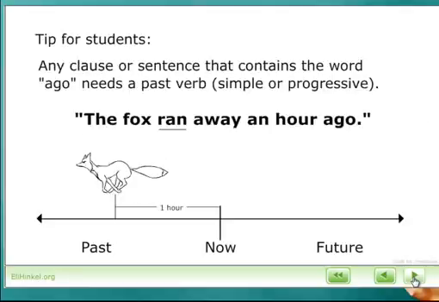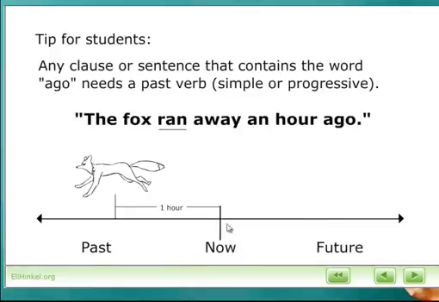Any clause or sentence that contains the word ago needs a past verb, simple or progressive. For example, the fox ran away an hour ago. So we're looking at the now time, and when we use the word ago, we know that something happened so much time in the past before now. So the fox ran away when? An hour before now, an hour ago.